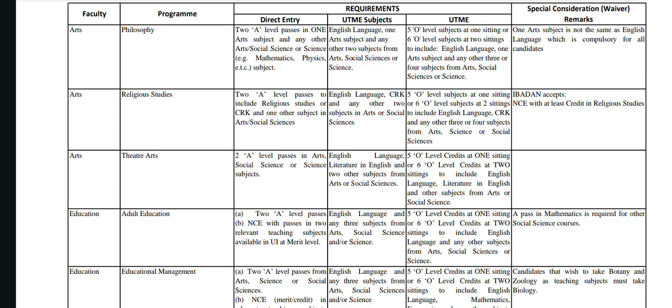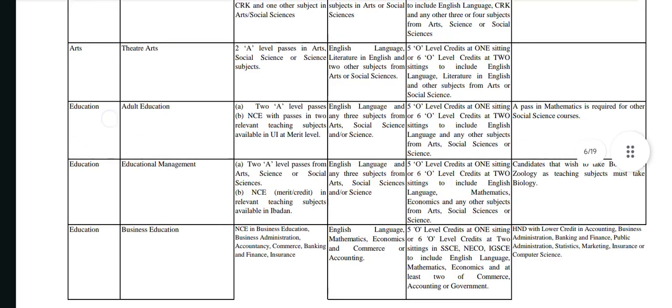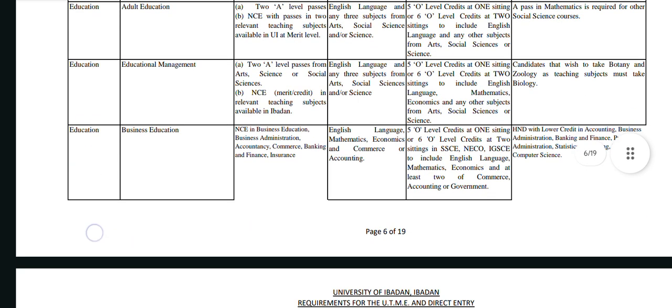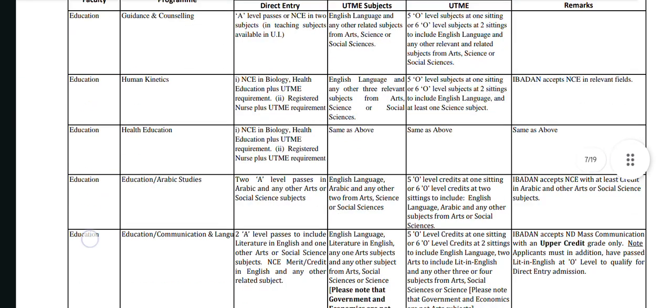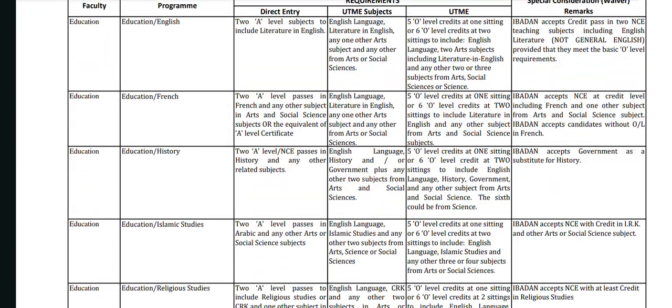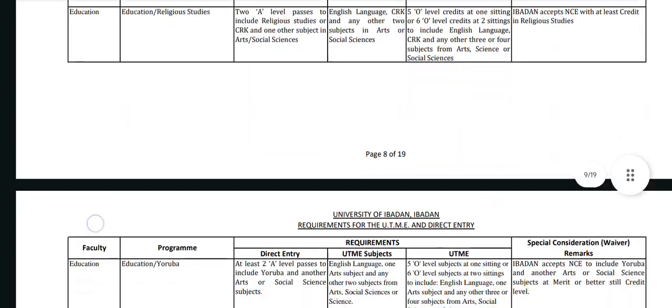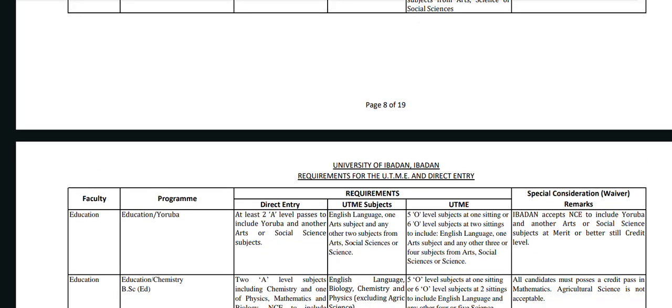And this document is not exhaustive. That means there are some courses that are not included in this document. So I will direct candidates who are choosing those courses to make their further clarifications from the admission office. Those courses might include accounting, banking and finance and all that. Those are newly introduced courses. So candidates for those courses should visit the admission office to get the combination for their courses.